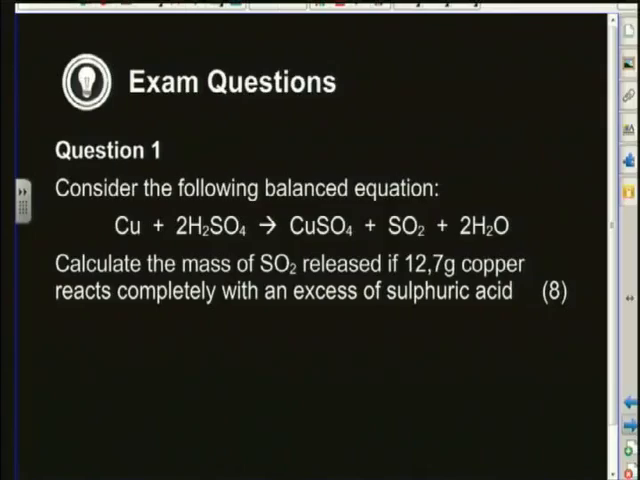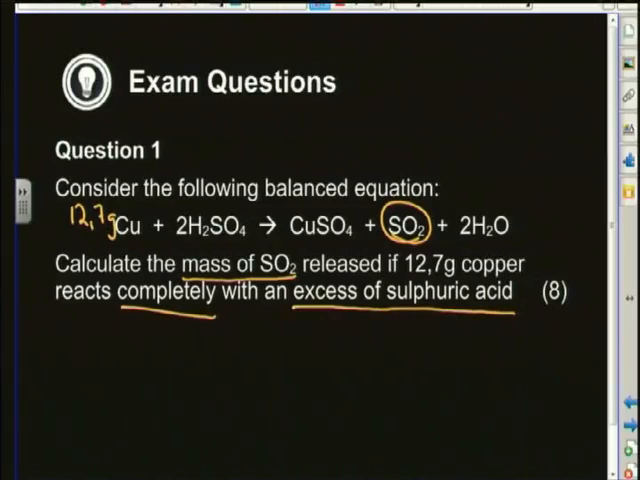Calculate the mass. So there's some important information straight away. Calculate the mass of the SO2 released if 12,7 grams of copper reacts completely with an excess of sulfuric acid. We love excess. That means the only two things we need to consider are the copper and the sulfur dioxide, because the sulfuric acid is in excess. It's not going to determine how much sulfur dioxide we get. The copper will. And they tell me that the copper reacts completely, so in other words, all of it gets used up.